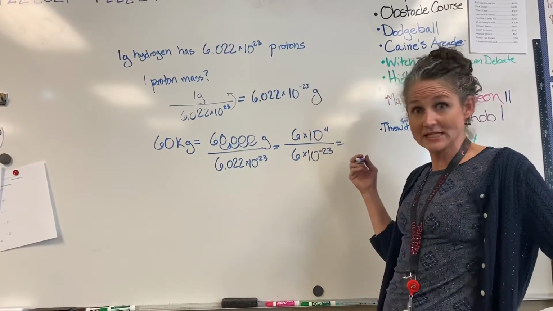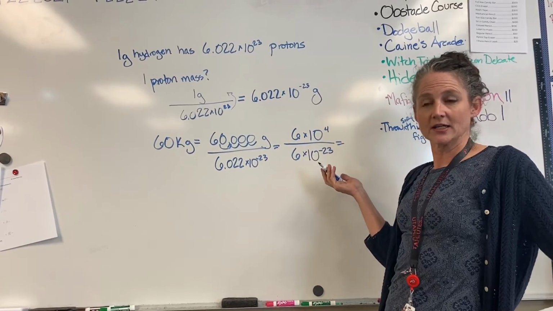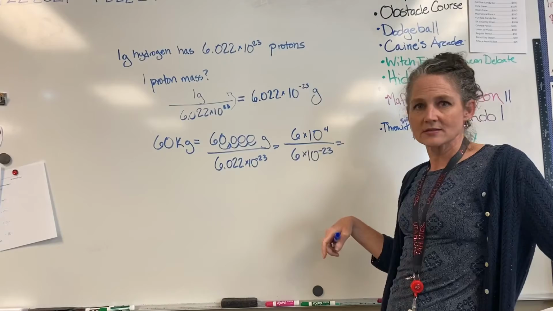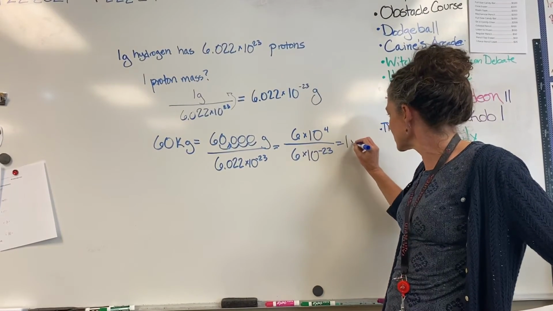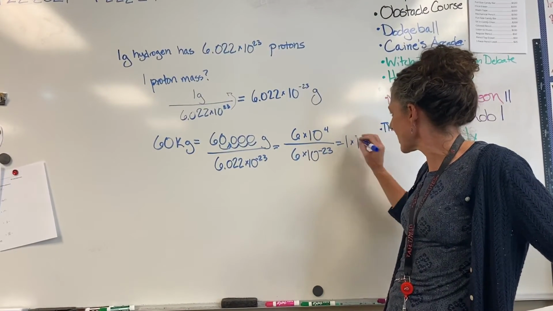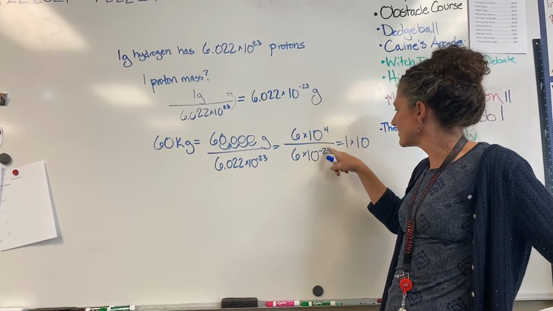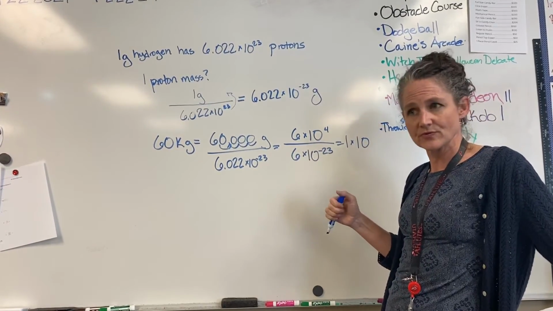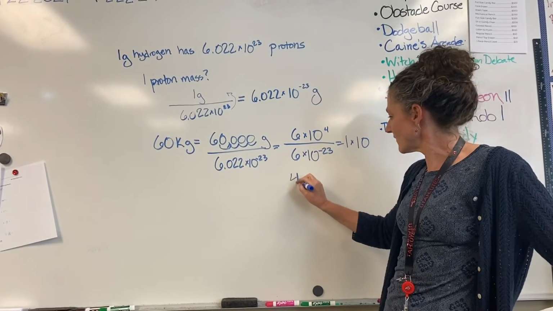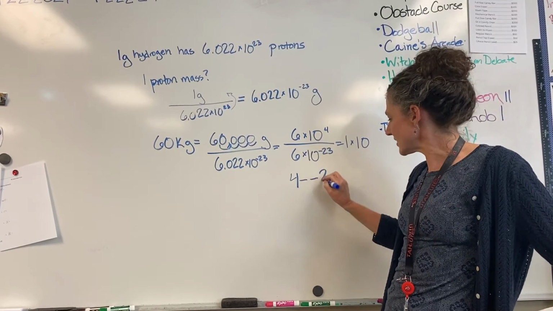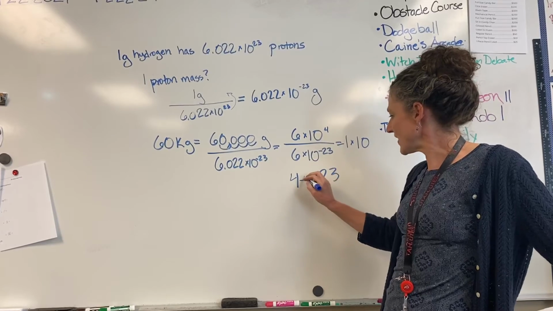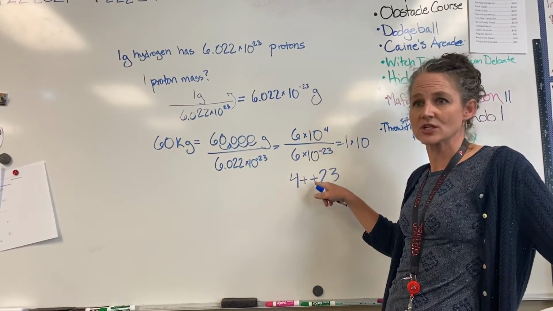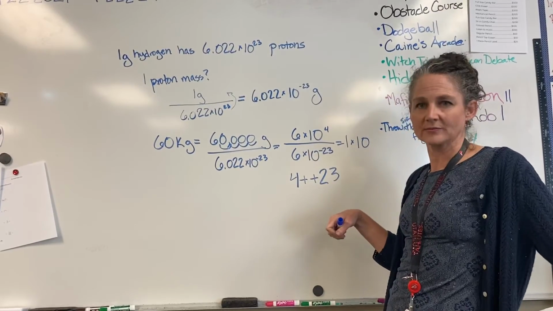Okay, could we do this? Is it hard? At this point, I hope it's not. Okay, what's 6 divided by 6? 1. 1 times 10 to the, okay, we have 10 to the 4th divided by 10 to the negative 23rd. Their numbers in exponential form before I subtract them. So I have 4 minus a negative 23. These become a positive because it's the opposite of subtraction. So what's 4 plus 23?